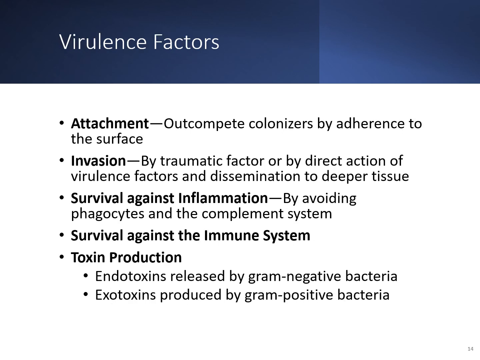So here are some of the different virulence factors. Attachment is when the organism is able to outcompete colonizers and adhere to the surface. Invasion, usually by some sort of traumatic factor or due to the other virulence factors, is when the organism is able to disseminate into the deeper tissue. Survival against inflammation, and they do this by avoiding being phagocytized and by avoiding being recognized by the complement system. Survival against the immune system, or they can produce toxins.